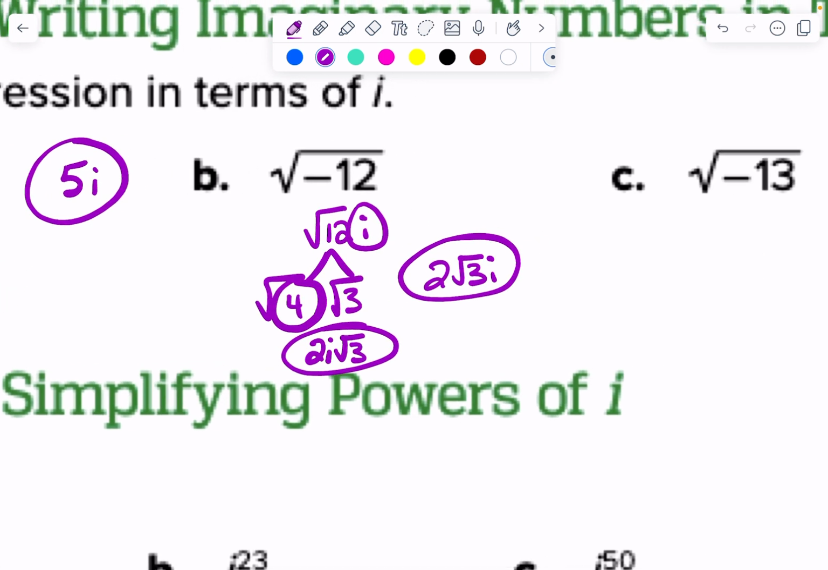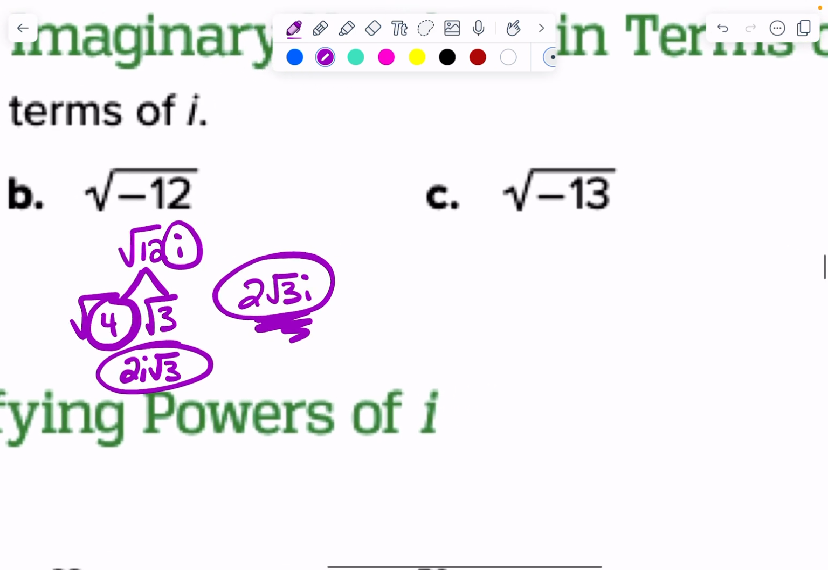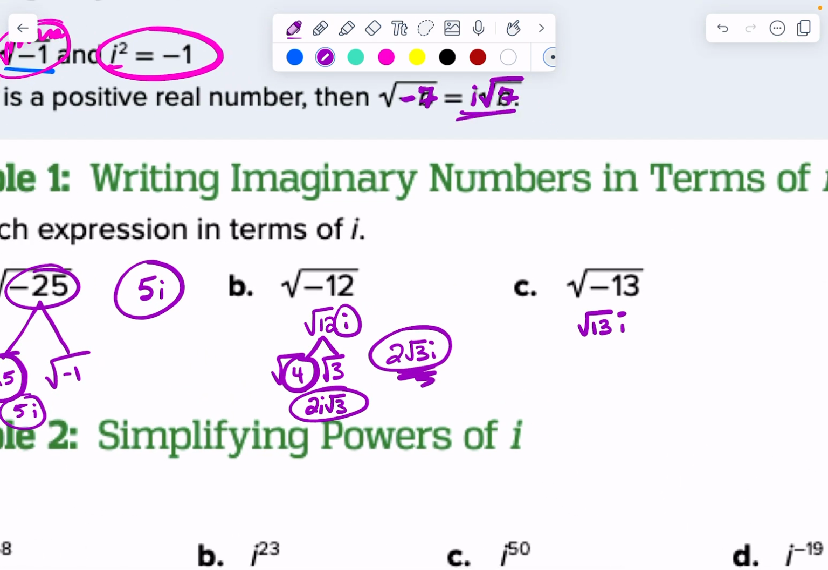Now that I'm looking at both, I think this one looks more familiar. Each book uses a different thing, so whichever one makes you happier, all right? The square root of -13 will be the square root of 13 i, or, see, they write it with the i in front. They write it as i times the square root of 13, okay?